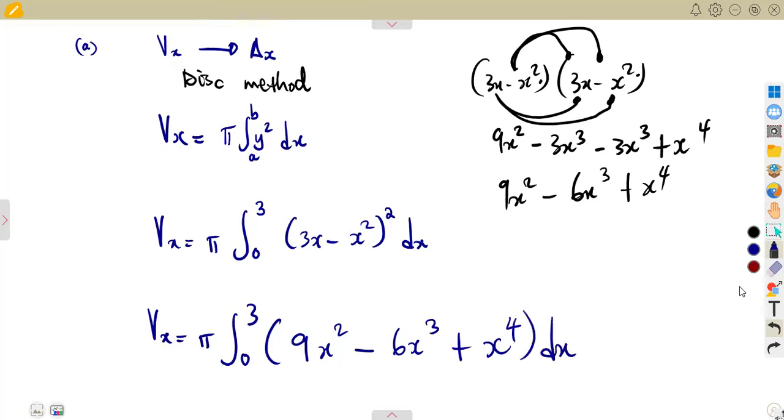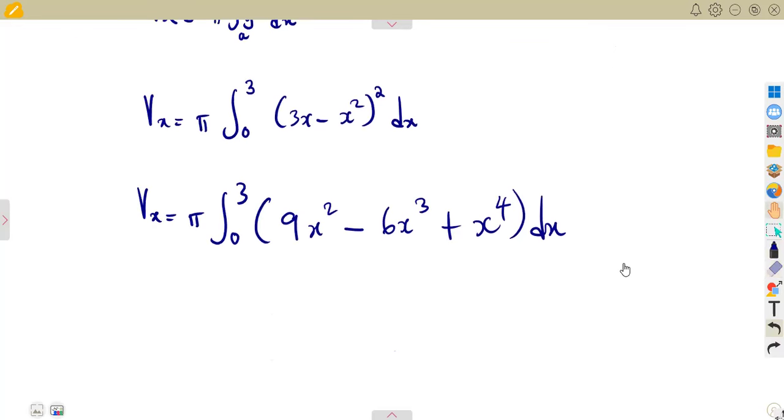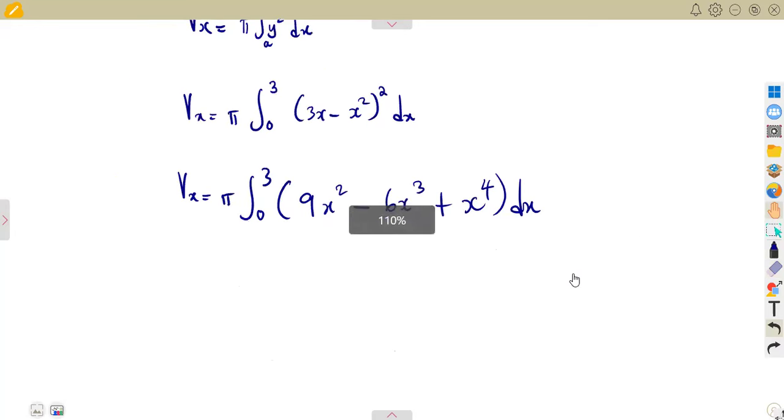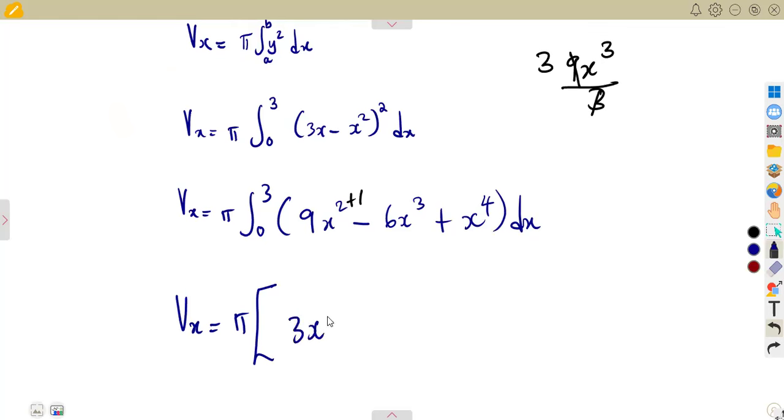So you are supposed to know this expansion of these brackets. After that, what we need here is to integrate. So the volume with respect to x is going to follow this integral that we are given here. That is, we're going to have pi times... So remember the integral, we add 1, so it is going to be 9x to the exponent of 3 over 3, which is 3. This is going to cancel, and this will be 3. So we're going to have 3x cubed.